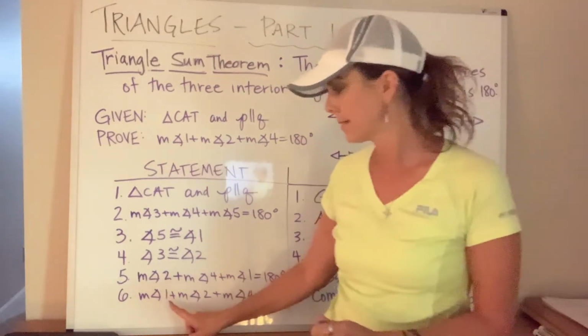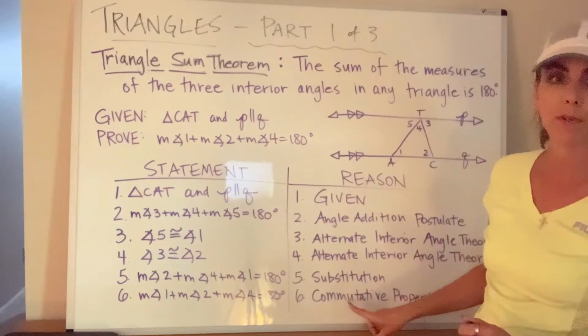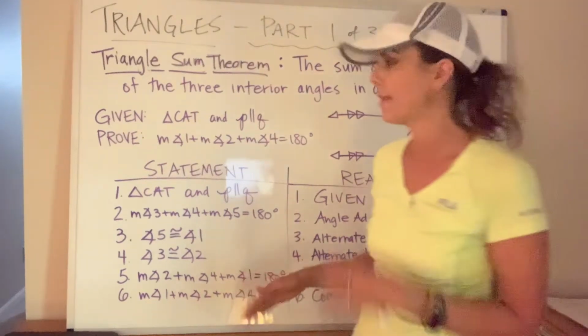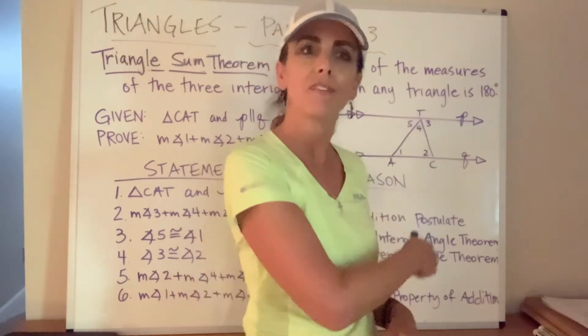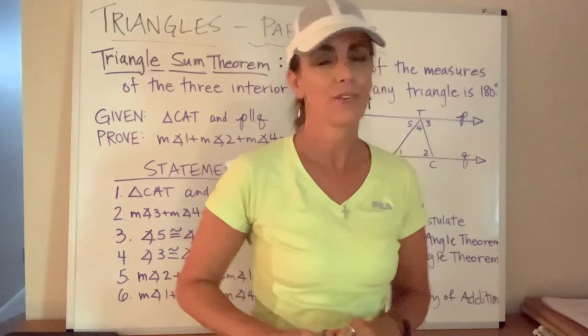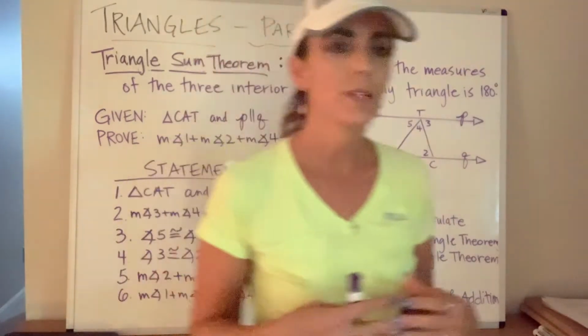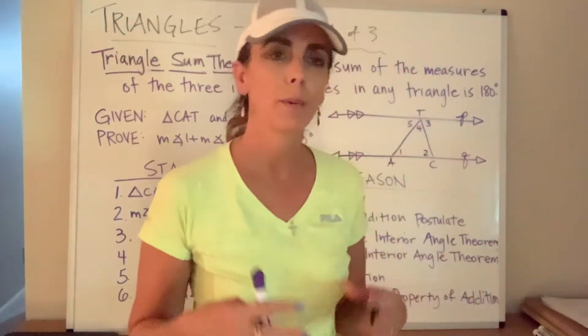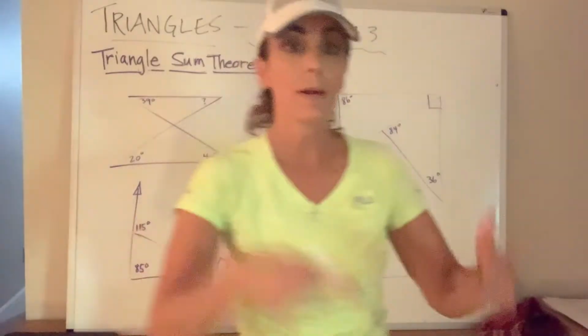And then lastly, we just rearrange the order of these by the commutative property of addition. And then we have our nice little proof saying, hey, the measure of those interior angles is equal to 180 degrees. All right, so let's look at a couple of examples of problems where we've got to utilize the triangle sum theorem. All right, here we go.